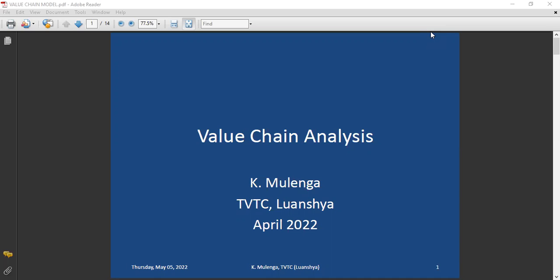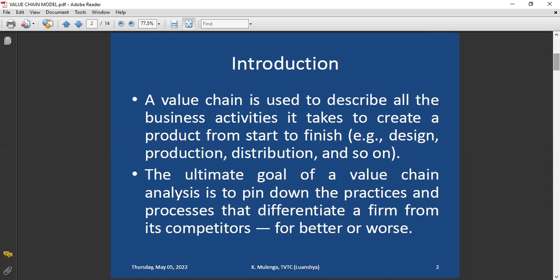Today we're looking at the value chain model, or value chain analysis, or value chain framework, as part of our internal environmental analysis. What is a value chain? A value chain is used to describe all the business activities it takes to create a product from start to finish. So we're talking about all the activities from design to production, distribution, sales and marketing, and extra sales services.